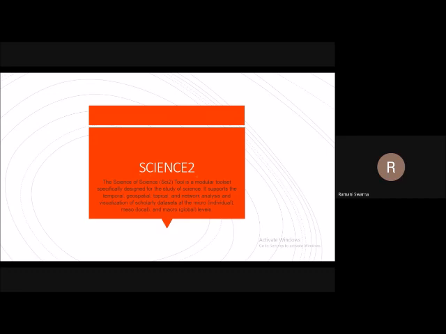Next one is Sci2, pronounced as Science 2. It is nothing but Science of Science. It's another one. Nobody is using it again in India. Everybody wants to use only VOSviewer. I would say, please go ahead. These are also very important for you because it supports your time data. Then you have got geospatial. For example, you want to consider a particular colony or a locality or a city or a country. You can do that. Topical and network analysis and visualization of scholarly data sets.